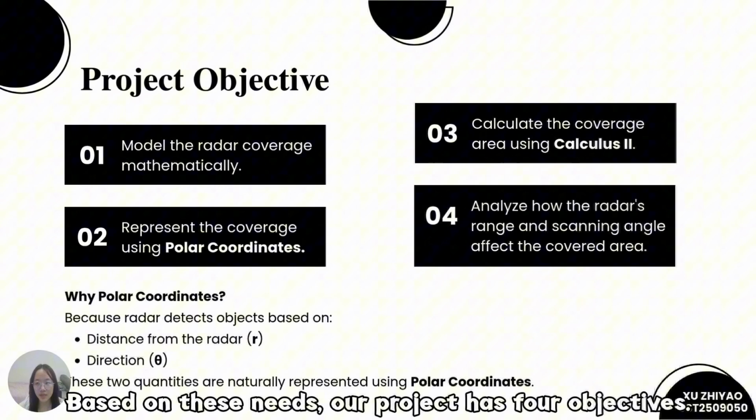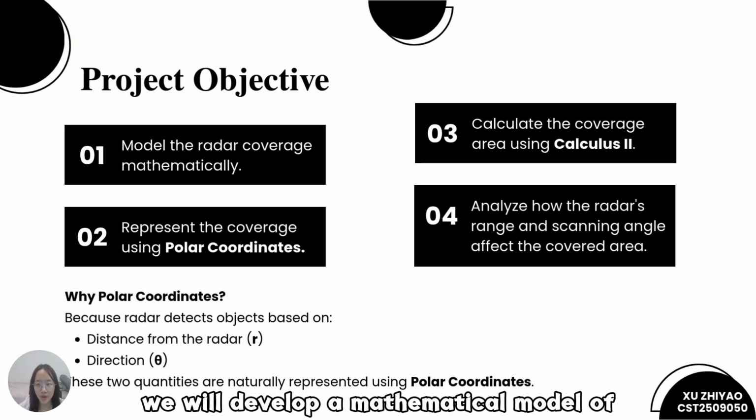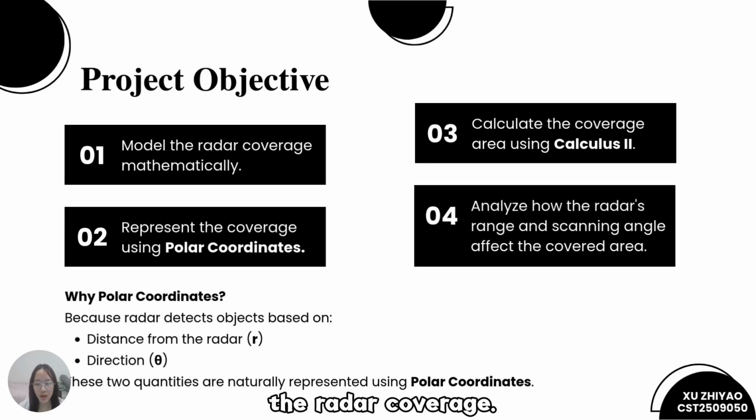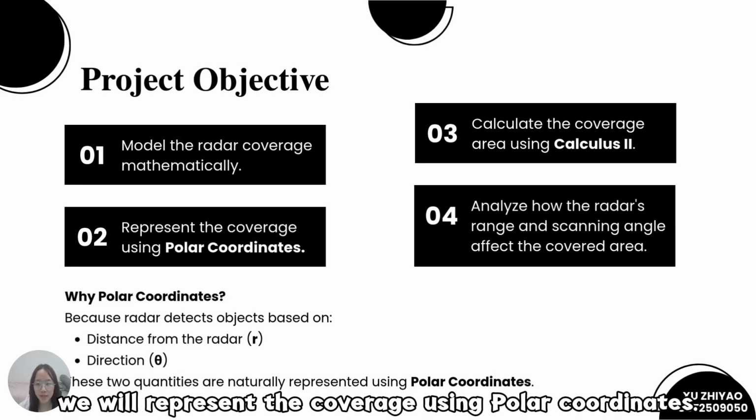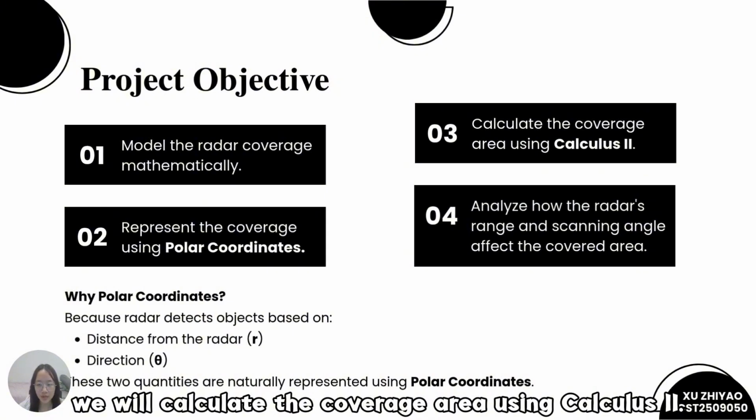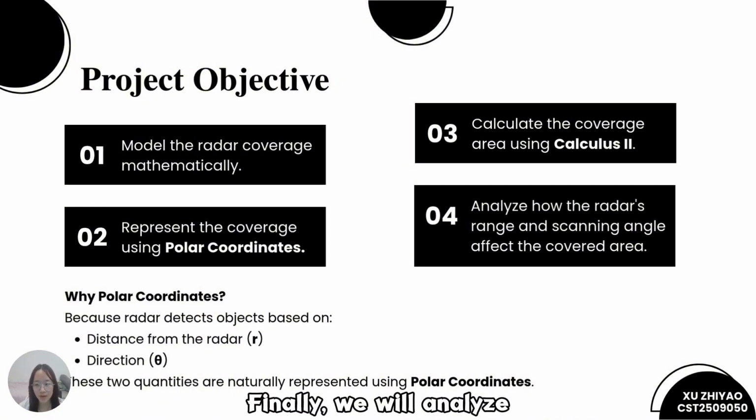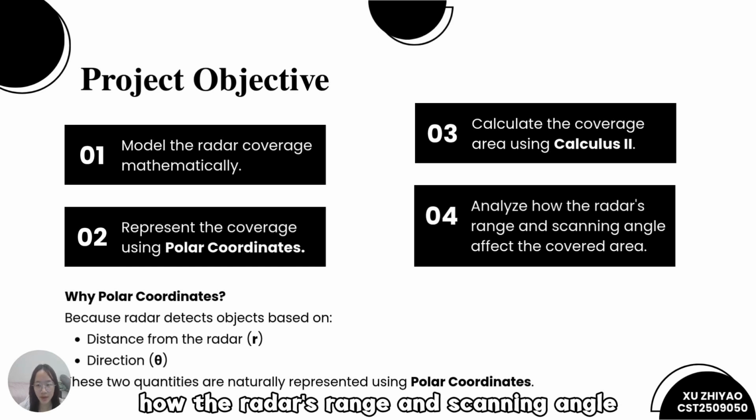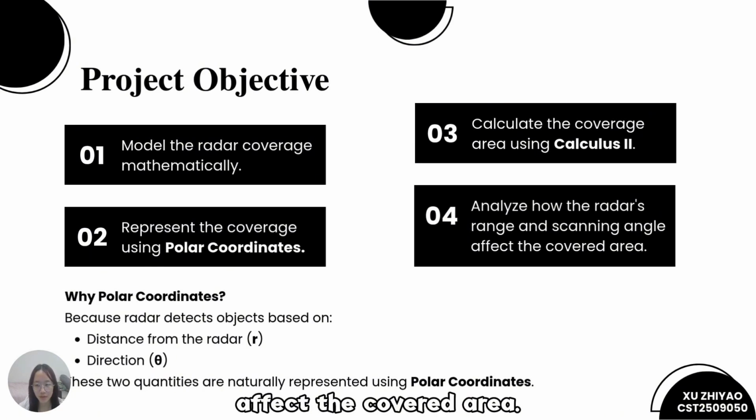Based on these needs, our project has four objectives. First, we will develop a mathematical model of the radar coverage. Second, we will represent the coverage using polar coordinates. Third, we will calculate the coverage area using calculus 2. Finally, we will analyze how the radar's range and scanning angle affect the covered area.